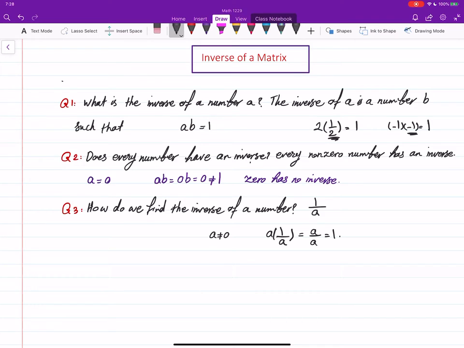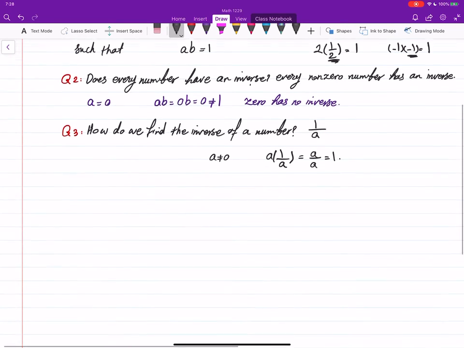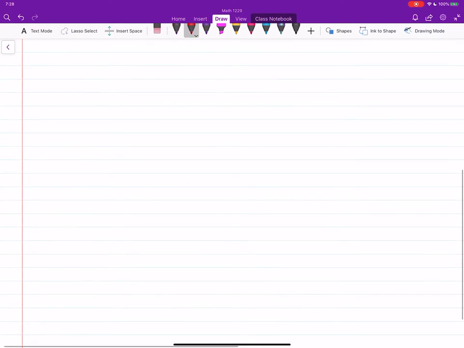With these three questions in mind, now we move to matrices. We will try to answer all three questions, at least two of them in this video, and then the third one in another video. Let us start with the definition of the inverse. First, we only define inverses for square matrices. It turns out that only square matrices can have such a property.